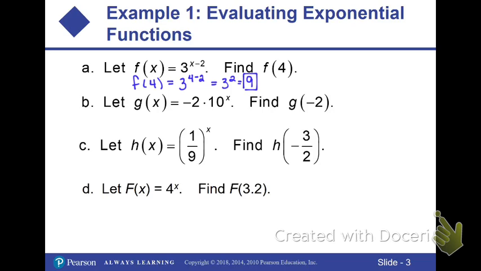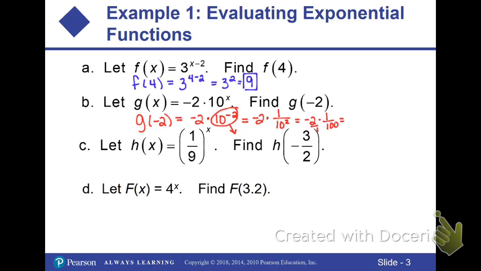All right, so on B, it says let g of x equal negative 2 times 10 to the x, and it wants us to find g of negative 2. So we have negative 2 times 10 to the negative 2. They haven't really talked about the exponent rules, it's coming up pretty soon, but remember, if you have a negative exponent, you're going to send it to the bottom and make a fraction. So that's 1 over 10 squared, which is negative 2 times 1 over 100.